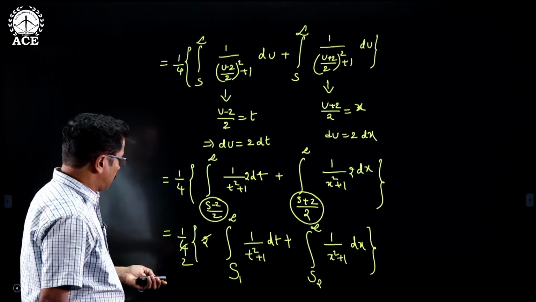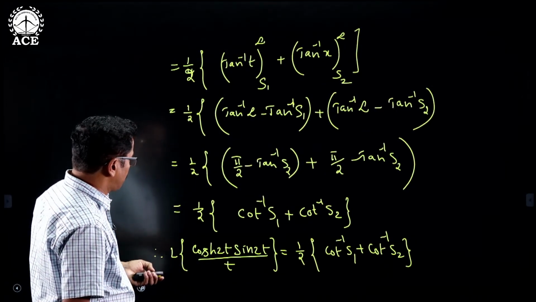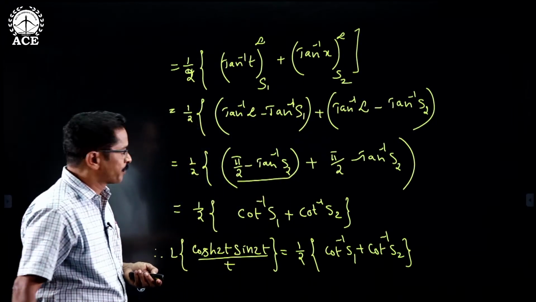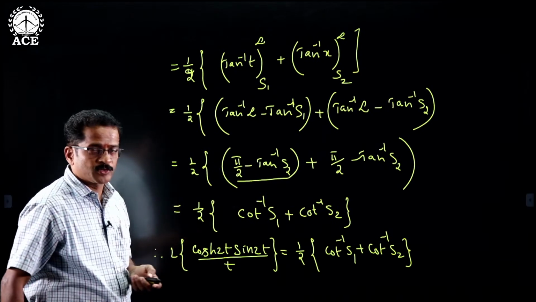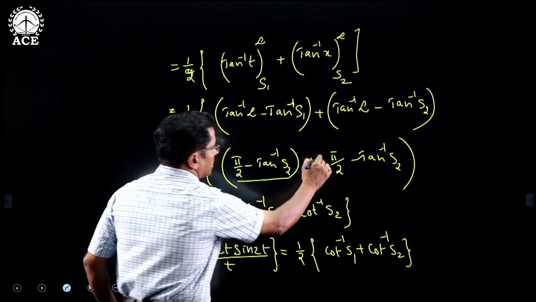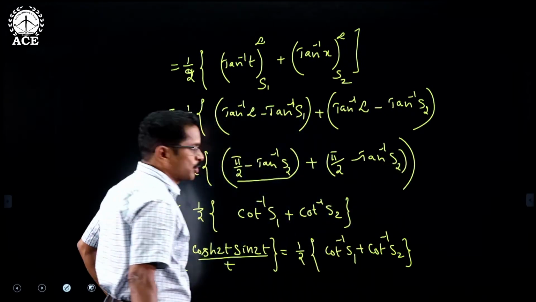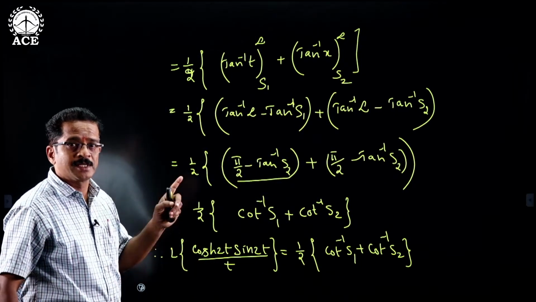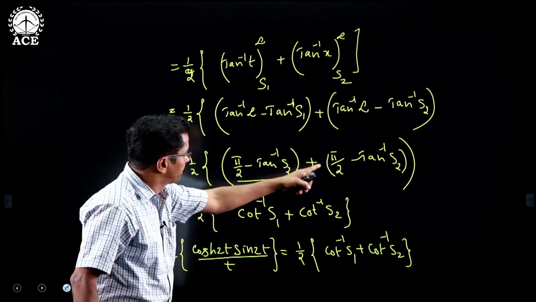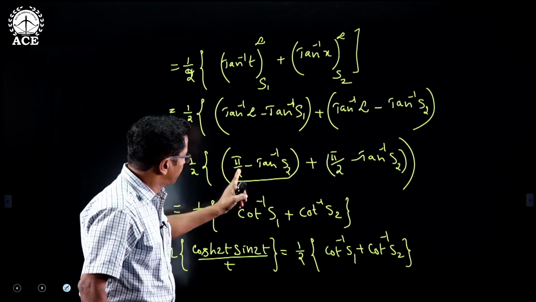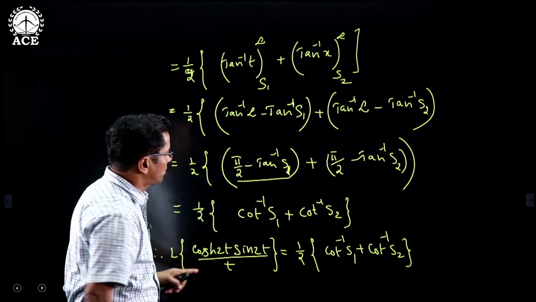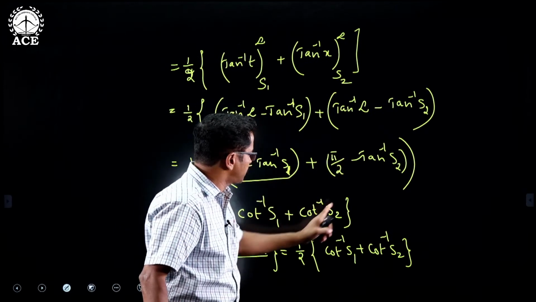Okay. Here, how I am writing this is, pi by 2 minus tan inverse x is cot inverse x. Similarly I am writing that one. Pi by 2 minus tan inverse means cot inverse, since cot inverse x plus tan inverse x is pi by 2. No? So from that I am writing pi by 2 minus tan inverse s1 is cot inverse s1, pi by 2 minus tan inverse s2 is cot inverse s2.